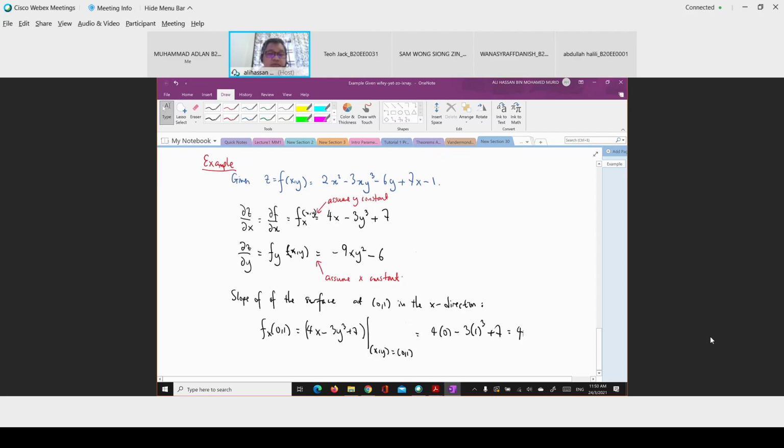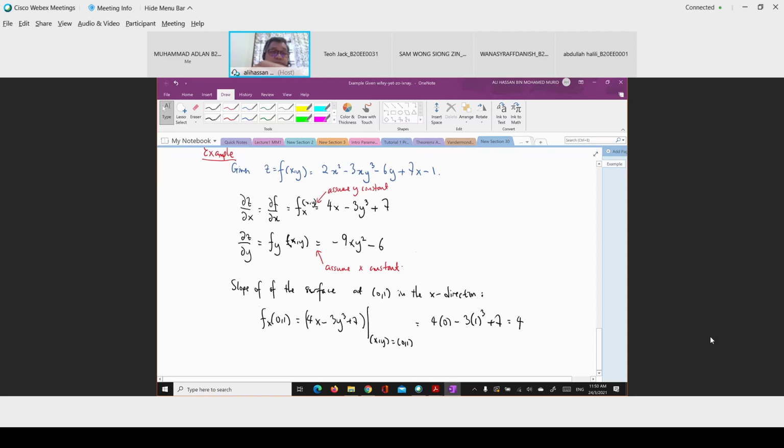When x is 0, y equal to 1, what is z? x equal to 0, y equal to 1 implies z equal to what? Minus 6, minus 1, minus 7, right? If you substitute x equal to 0, y equal to 1, you will get z equal to minus 7. So to be precise, this should be at the point (0, 1, minus 7).